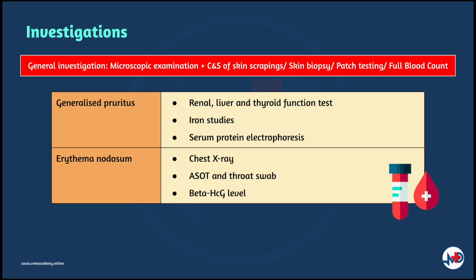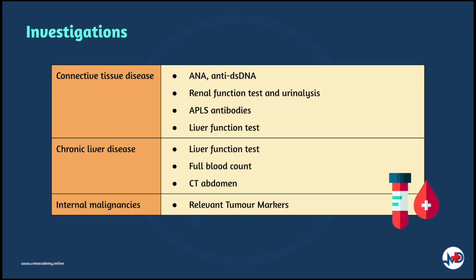While for erythema nodosum, it requires chest X-ray to rule out sarcoidosis, anti-streptolysin O titer, and throat swabs, as well as beta HCG levels. Chronic liver disease requires liver function tests to be diagnosed. Other tests include CT scans and a full blood count.